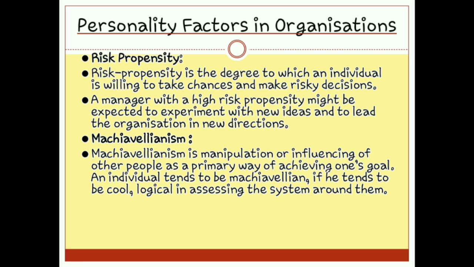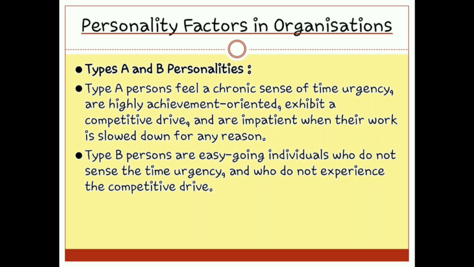Machiavellianism. So, it is the manipulation or influencing of other people as a primary way of achieving one's goal. An individual tends to be Machiavellian if he tends to be cool, logical in assessing the system around them. Next one is Type A and Type B personality.